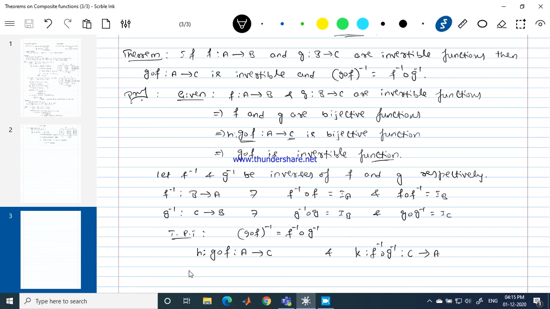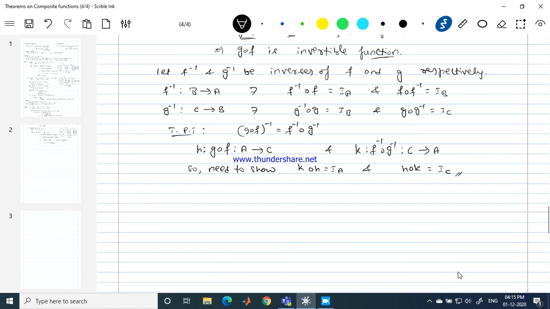Here we need to show H composition K. For H the domain is A, it's an identity function on A, and K composition H is equal to identity function on C. This is what needs to be proved. Let me consider the first one.